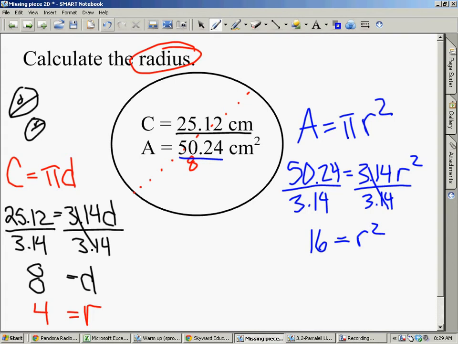Okay, r is almost by itself. It just has this little squared on it. In order to get rid of that, the opposite of squaring something is the square root. So I'm going to take the square root of both sides, knowing that these two will cancel then, leaving me with just r equals 4, which is what we got in the circumference. Either formula works. Whatever one you're more comfortable with, you can use.